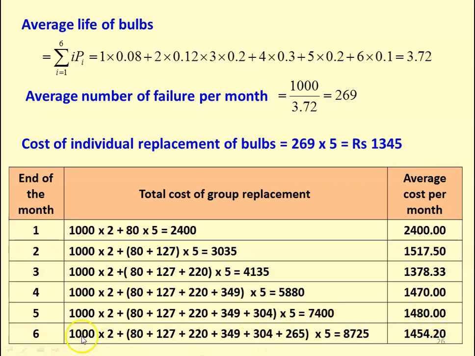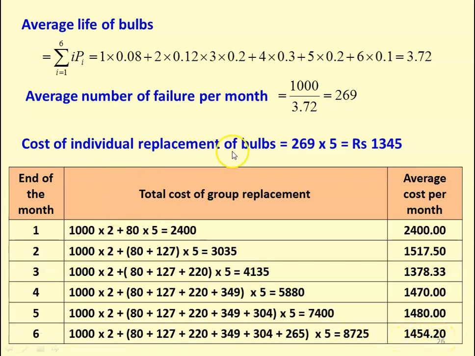Then the end of the 6th month, 1000 into 2 plus 80 plus 127 plus 220 plus 349 plus 304 plus 265 into 5 equals 8725, divided by 6 equals 1454.20. So look at the table, the last column. The cost of group replacement for the first month is 2400, second month 1517.5, third month 1378.33, fourth month 1470, fifth month 1480, and sixth month 1454.